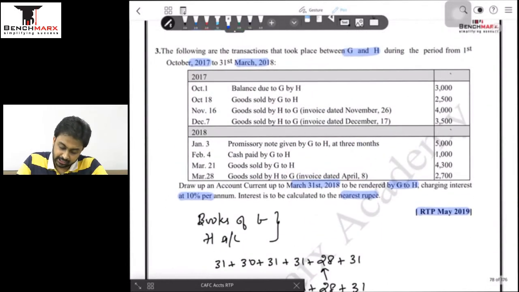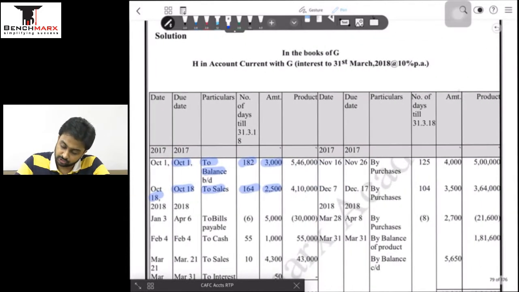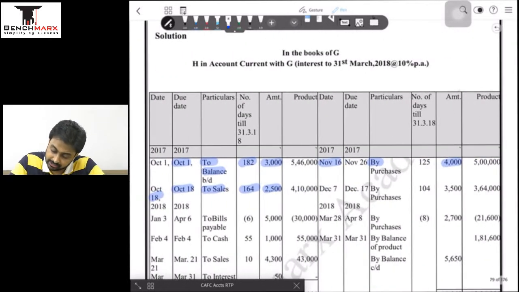Next transaction date appears to be goods on November 16. Goods sold by H to G, so for us this is purchases. So it is by purchases November 16, 4000. Since the invoice is dated November 26, the due date is going to be November 26. Where did the due date go? November 26. And number of days will be from November 26 up to 31st of March.